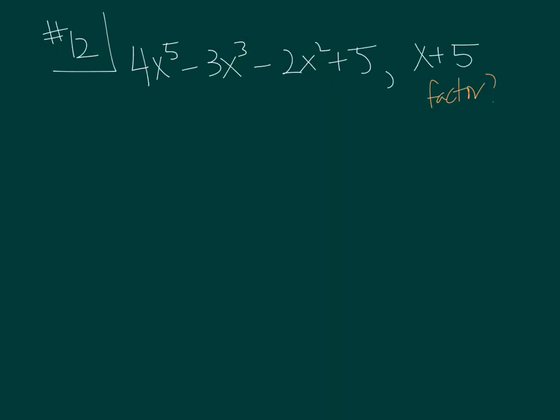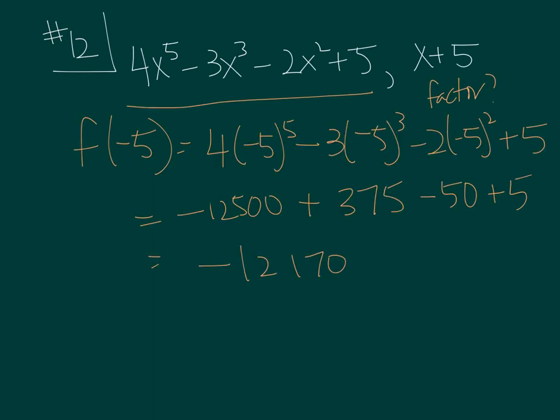Number 12 says use the factor theorem to determine whether the second polynomial is a factor of the first. We want to know if x plus 5 is a factor of this. So the factor theorem and the remainder theorem are tied. So what happens is if the remainder theorem gives a 0, then this will be a factor. According to that theorem, then, I need to evaluate this function at -5. And after doing all of that work and putting -5 in, I ended up with negative 12,170, therefore not a factor. I needed it to be a 0 in order for it to be a factor.